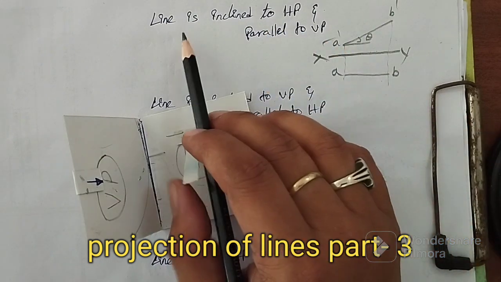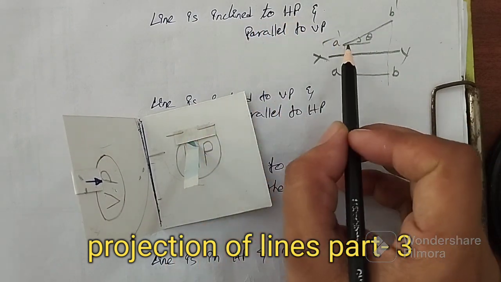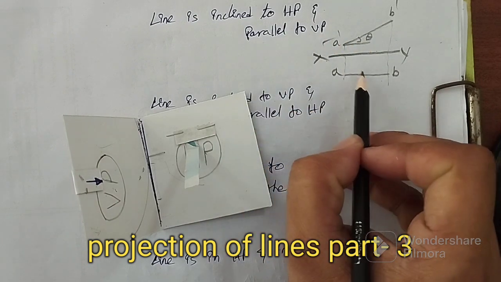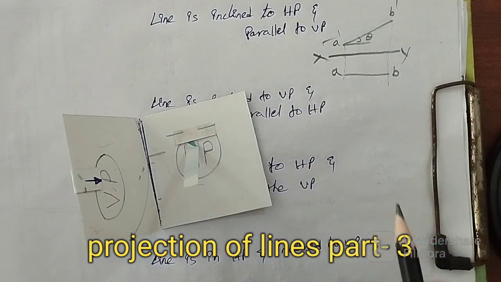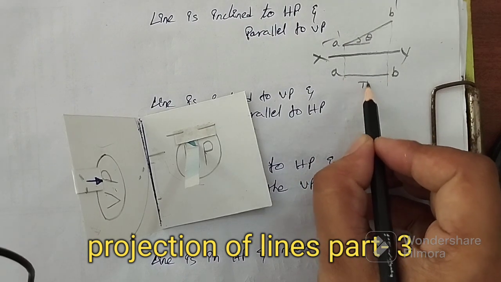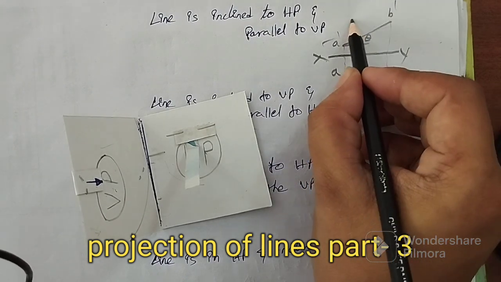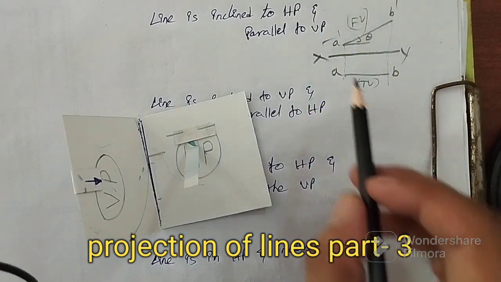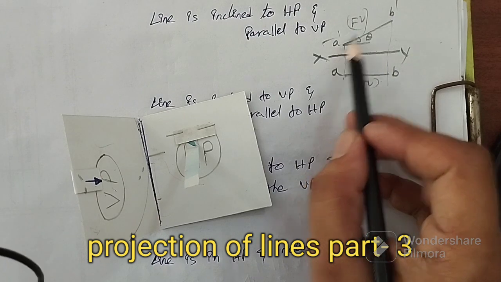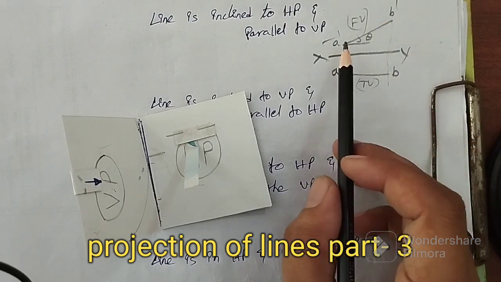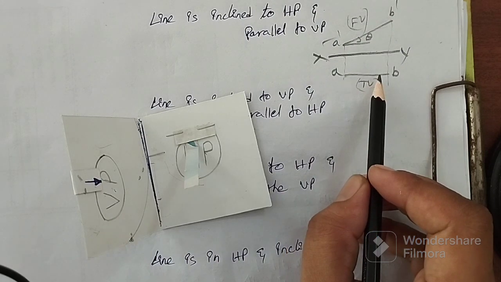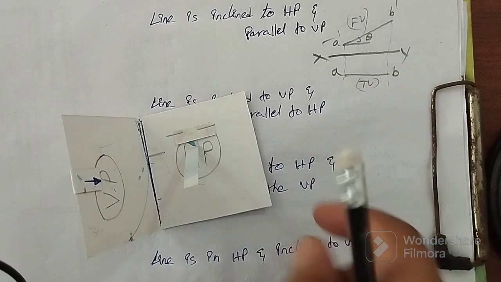Now, as the line says, it is inclined to HP with a certain angle theta and parallel to VP. Now you should see here that this length, the top view, and this is called the front view. This A B would not be the same as A dash B dash. The length of A dash B dash would not be the same as A B. Please measure and let me know.